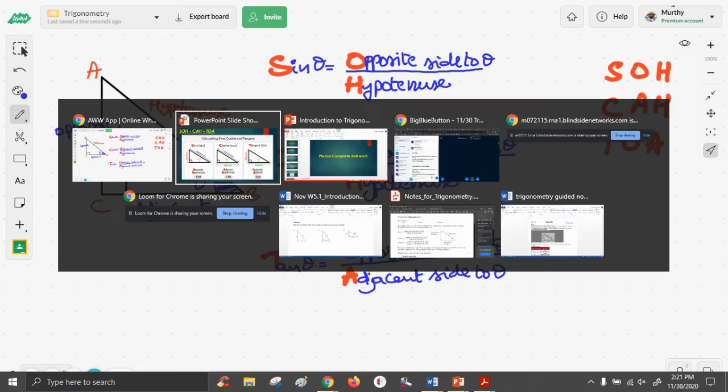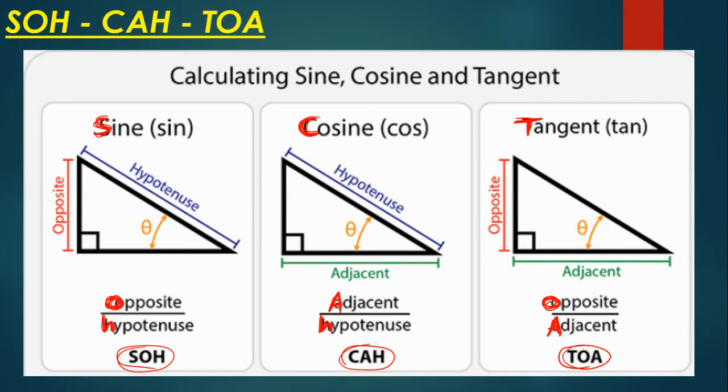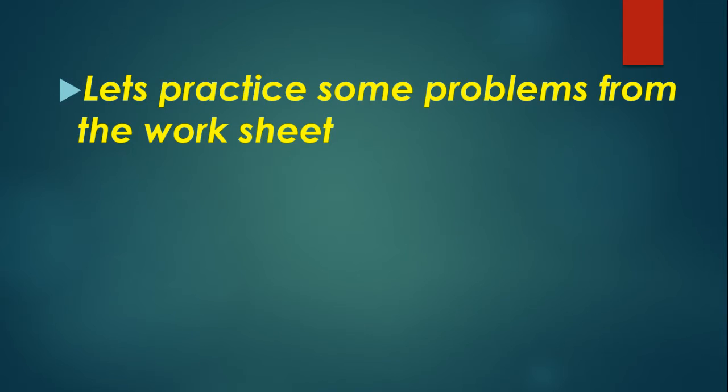So let's revisit the PowerPoint presentation. Yes, the same rules are given: sine equals opposite over hypotenuse, cos equals adjacent over the hypotenuse, and tan equals opposite over adjacent. So pretty much SOHCAHTOA means this. Next, let's practice some problems on the worksheet.